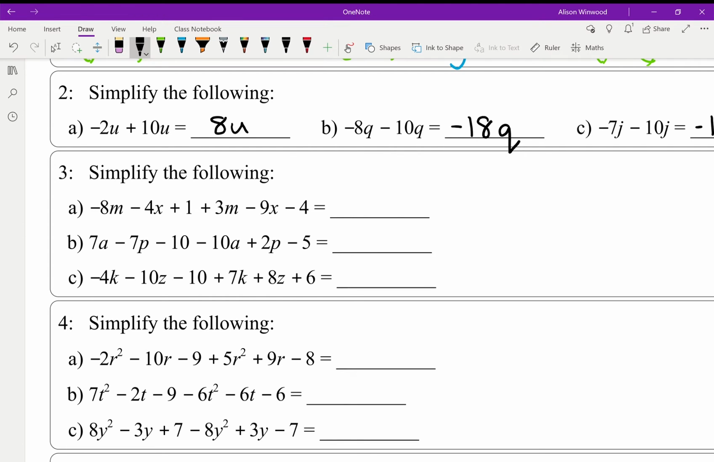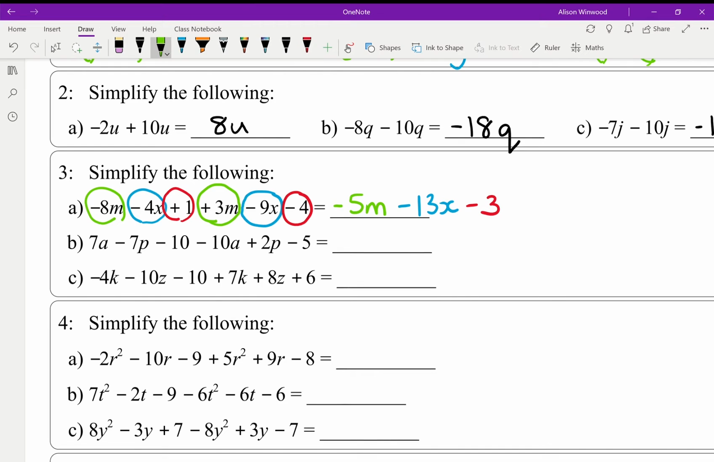If I've got a whole mixture, then I deal with them one letter at a time. So dealing with the M's gives me negative 5M. Dealing with the X's gives me negative 13X. And dealing with the numbers gives me negative 3. Likewise for the next two questions.